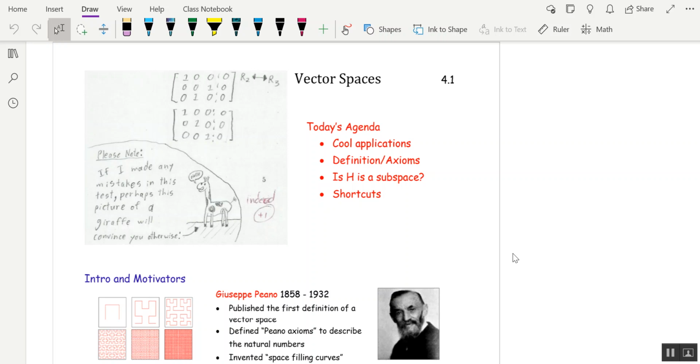Welcome to 4.1, vector spaces. So this is going to be an exciting chapter. I found this on the internet. I kind of like this little note from the teacher. Indeed, +1.